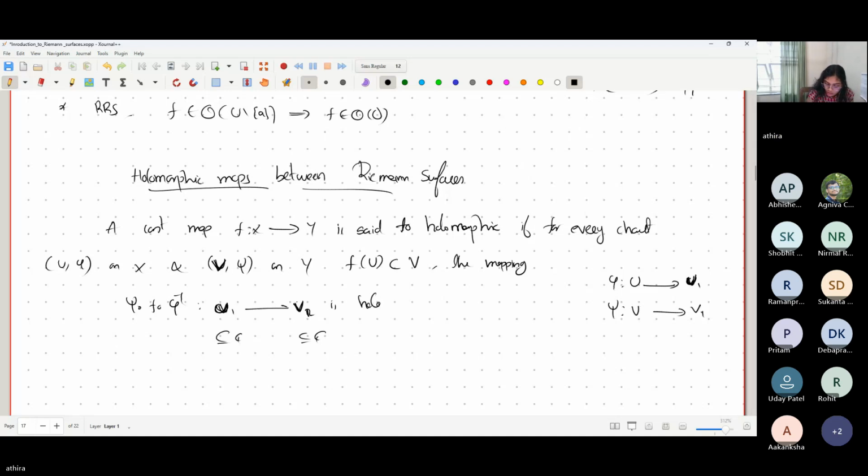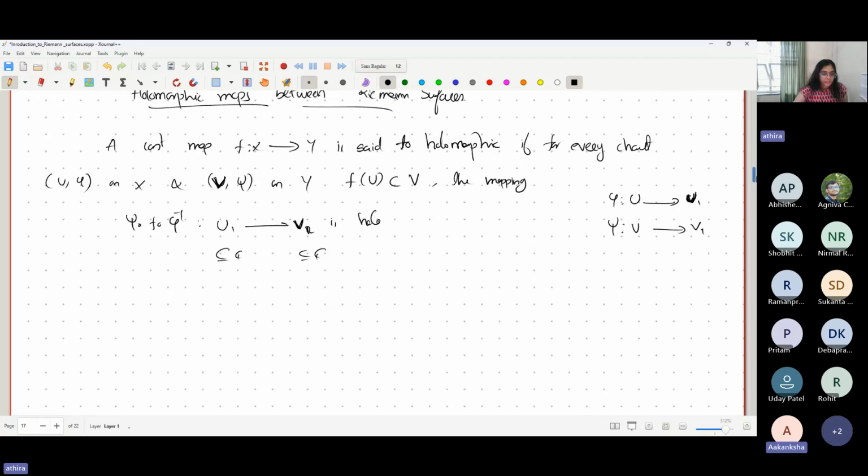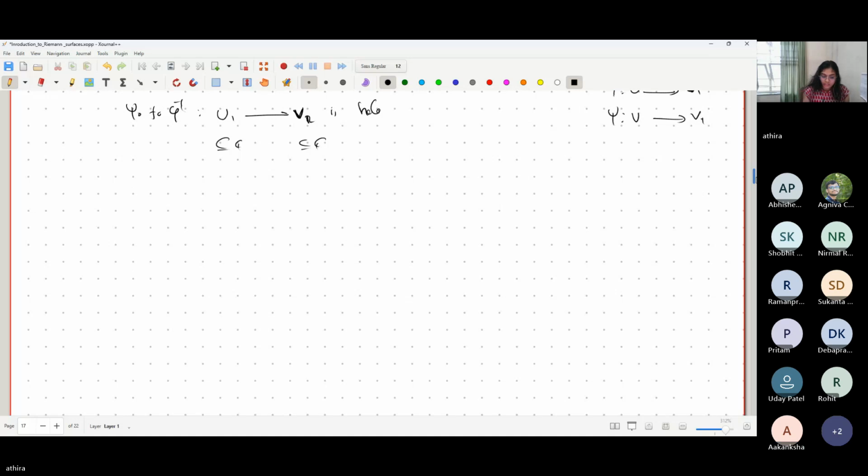Is it okay? Is it fine? Yes. Okay. Shall I describe this using a diagram if you want more clarification? Sure. Yeah, it will be good. Okay.